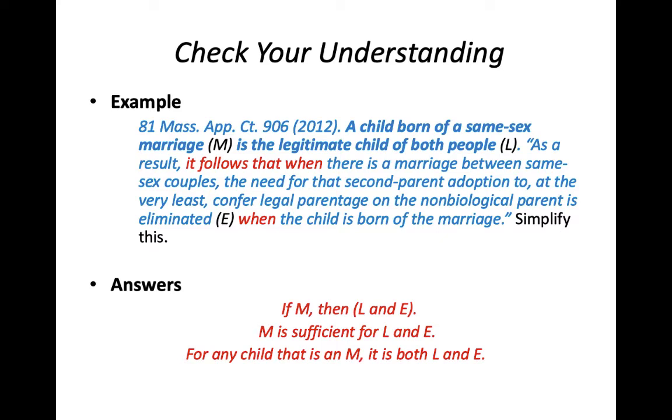If M, then L and E are the case, right? If it's a child born of a same-sex marriage, then it's the legitimate child of both. And the necessity of legal parentage for the non-biological parent is eliminated. We could say M is sufficient for L and D. For any child that is an M, it is both L and D automatically. If M, then both L and D.